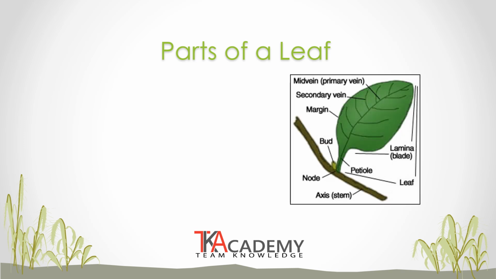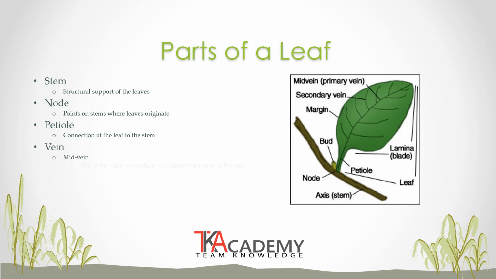Leaves are supported by the structural axis of a plant, which is called the stem. Nodes are the points on a stem where the buds, leaves, and twigs originate. Leaves are connected to the stems by the petiole. The petiole transitions into the midvein, and secondary veins branch out from the midvein. The leaf tissue or membrane is called the lamina, which is also referred to as the leaf blade.